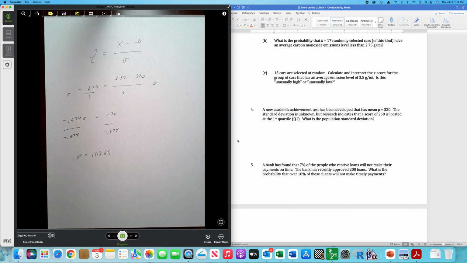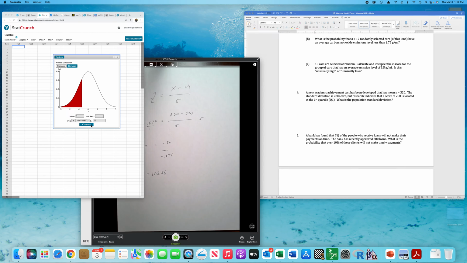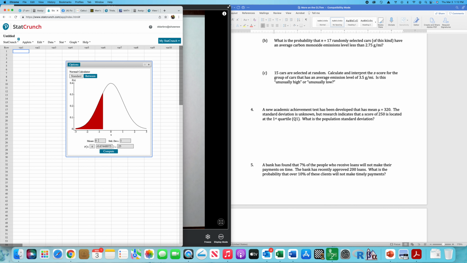All right, let's try it out. See if that's a plausible answer. So in our distribution of scores, it has a mean of 320 and a standard deviation that we're proposing of 103.86. Score 250 is a Q1.